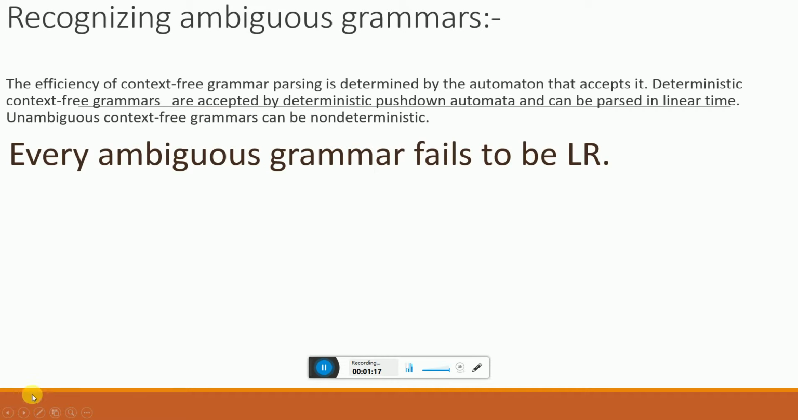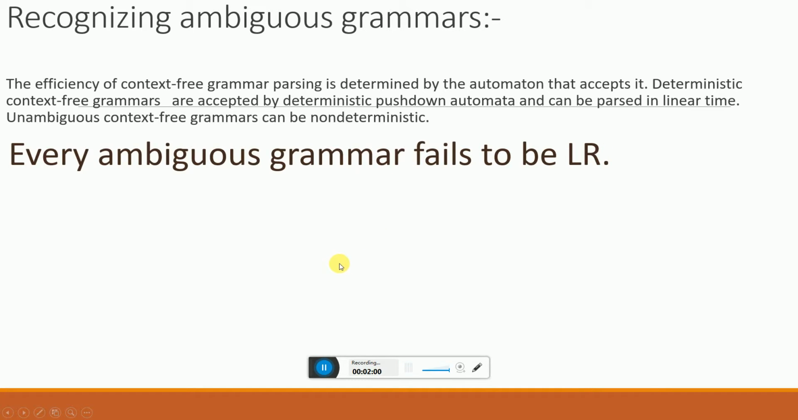Now how are you going to recognize an ambiguous grammar? The solution is very easy. Just determine the automaton which is accepted by that particular grammar. As you can see, the line shows the context-free grammars are accepted by deterministic push-down automata and can be parsed in linear time. As you can see, one more thing is that unambiguous context-free grammars can be non-deterministic. The point to be noted is that every ambiguous grammar fails to be LR. This point should be noted.